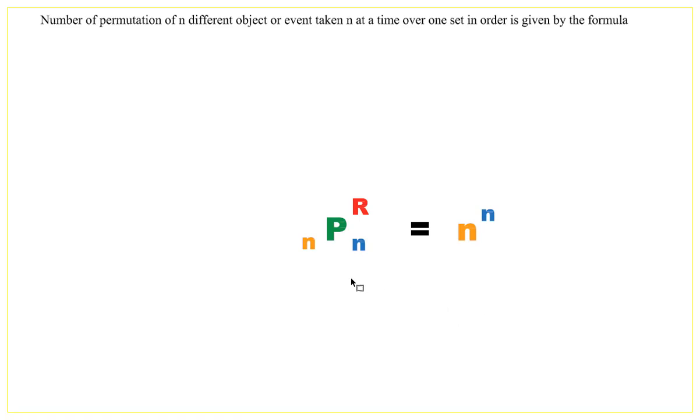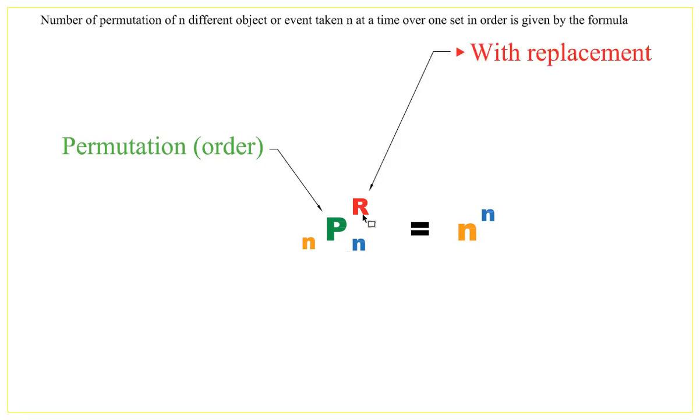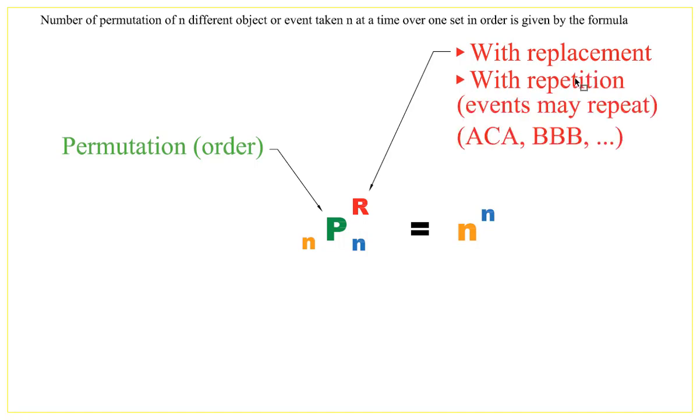To understand that, we are going to use this formula here, P^R_N,N. So what does that mean? P means permutation, which implies order. If we look this word up in the dictionary, we will find that it implies order. And R means with replacement, or we can say also with repetition or with return. So we can say here permutation with replacement, permutation with repetition, permutation with return, all mean the same thing.